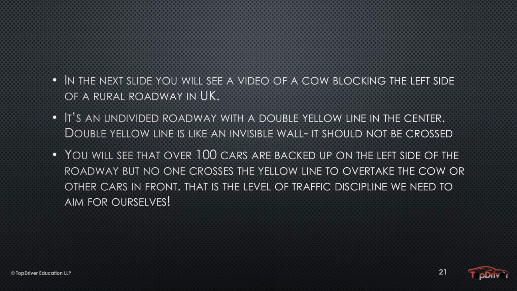On the next slide, you will see the video of a cow blocking the left side of a rural roadway in the UK. That's an undivided roadway with a double yellow line in the center. A double yellow line is like an invisible wall. It should not be crossed at all. You will see that over 100 cars are backed up on the left side of the roadway, but no one crosses the double yellow line to overtake the cow or the other cars in front. That is an incredible level of traffic discipline, and hopefully, we will get there someday.